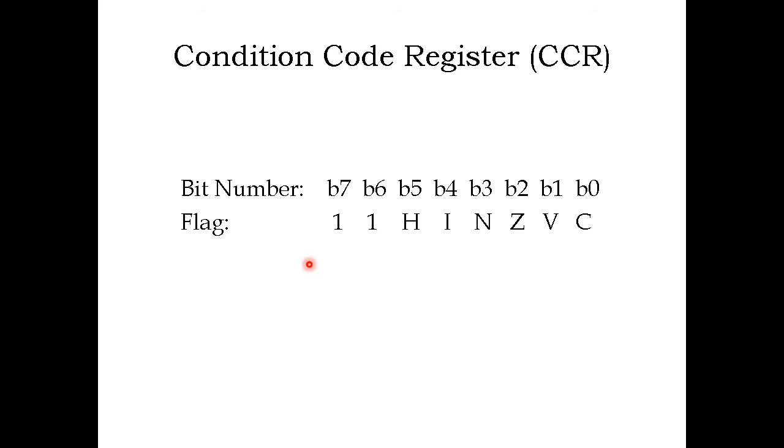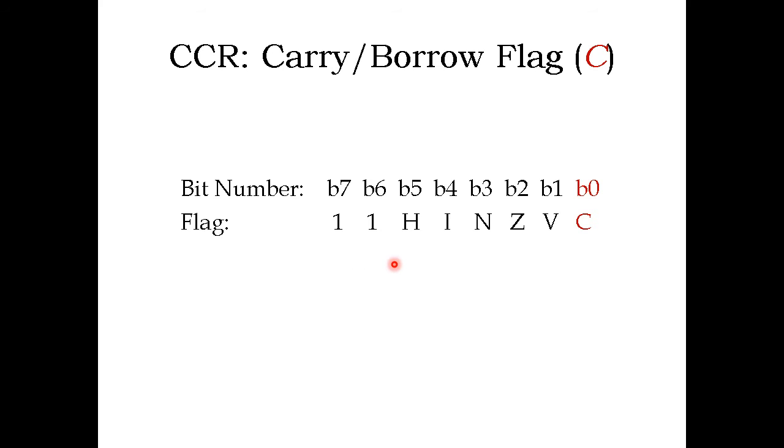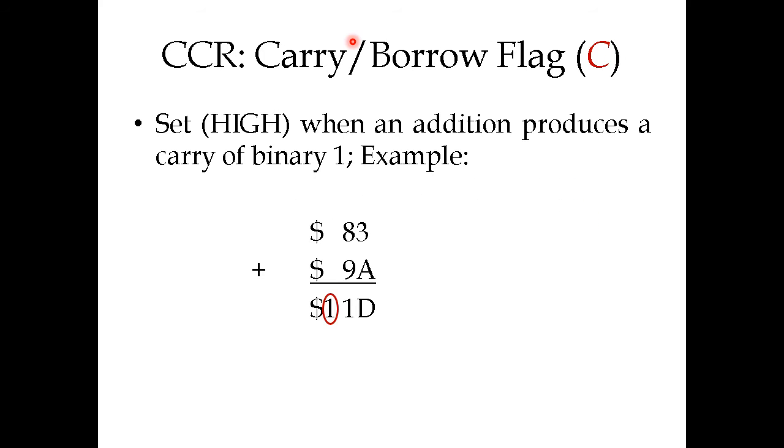We'll talk about one flag at a time. Let's start with the very rightmost one, which is called the C flag, also called the carry borrow flag. In short, we call it the C flag, but most people know it as the carry flag. Now, let me show you a quick example of how the carry flag can be set. Let's say we are doing an addition, and the addition produces a carry of 1 at the very end, like this one here. Let's say you are adding 83 and 9A in hex, and you got a carry at the very leftmost side. If this happens, if you have a carry at the very end, then your carry flag will be set.